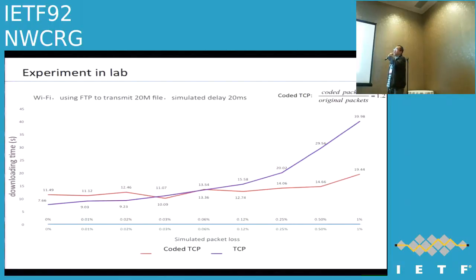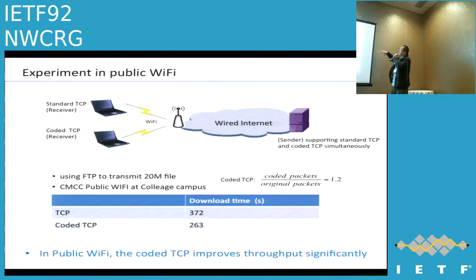At the last we also have the real world experiment result, and we will see that later maybe. Okay, next please. This is our test in the public Wi-Fi, and we deploy a coded TCP server with a public IP. On the other hand, we use two lab hosts which are encrypted in the coded TCPs. And we test using FTP to download a 20 megabyte file. And this is the download time comparison between the coded TCP and the standard TCPs. It is tested in our real world network.